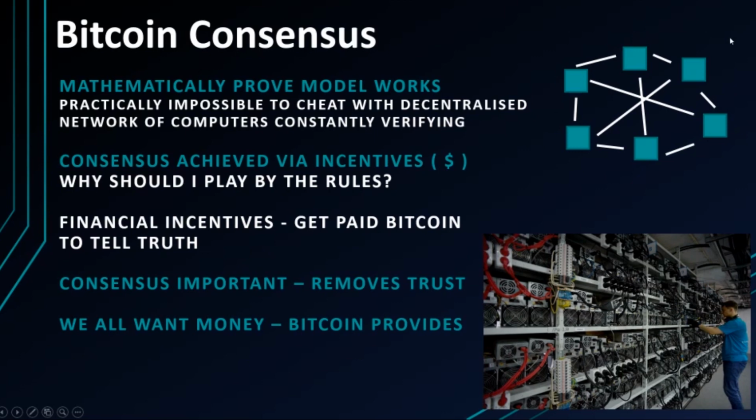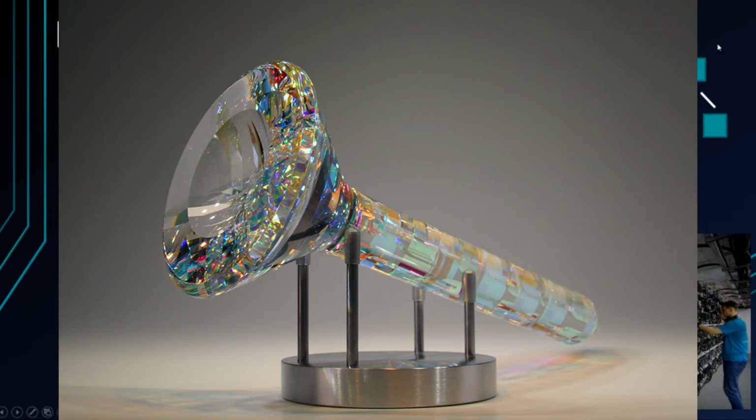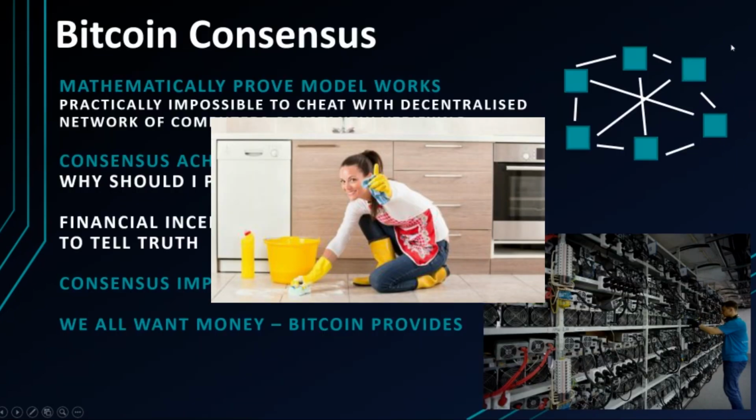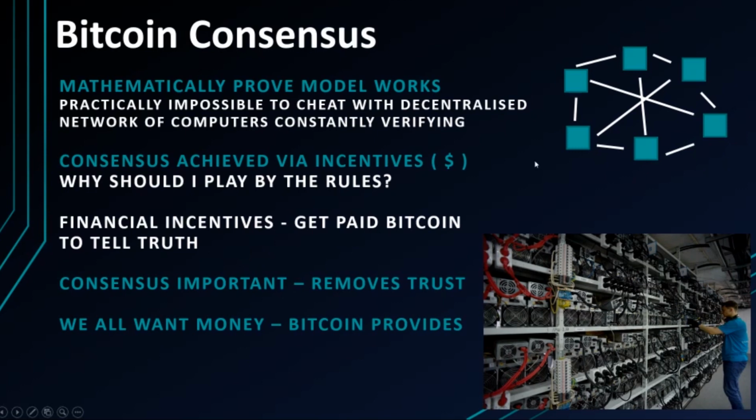Why would I try to chisel a glass sculpture and get paid $20, or just scrub the floor for 10 minutes and get paid $20? It's the same kind of thing here: you get paid money to do an easier job, and the easier job is telling the truth.